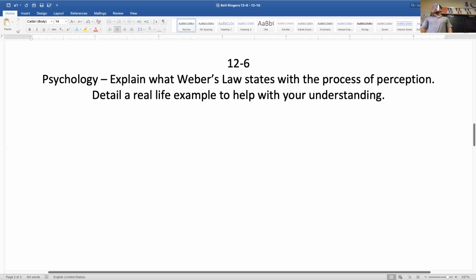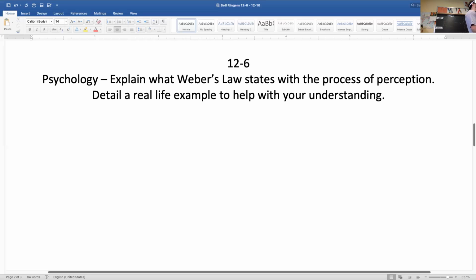All righty, so Weber's law states the process of perception. What do we have? Kiara, what do you got for your bell ring? You don't have it done. Okay. Allison, what do you have? The principle that to be perceived as different, two stimuli must differ by a constant. Okay, yeah, good job, good job.